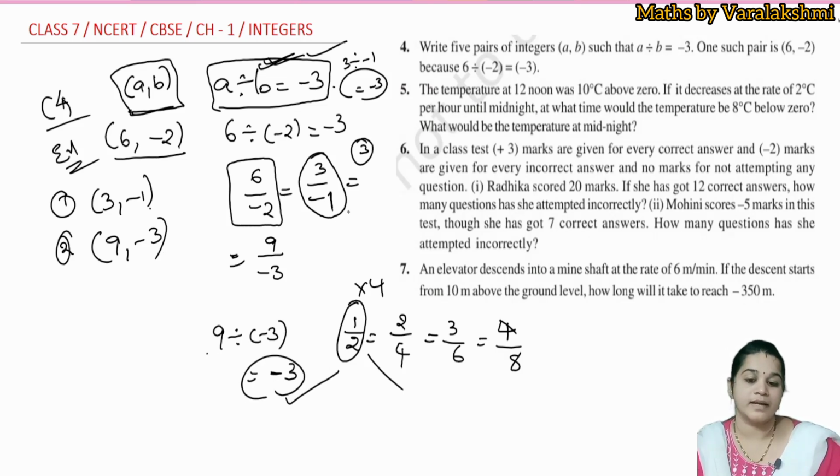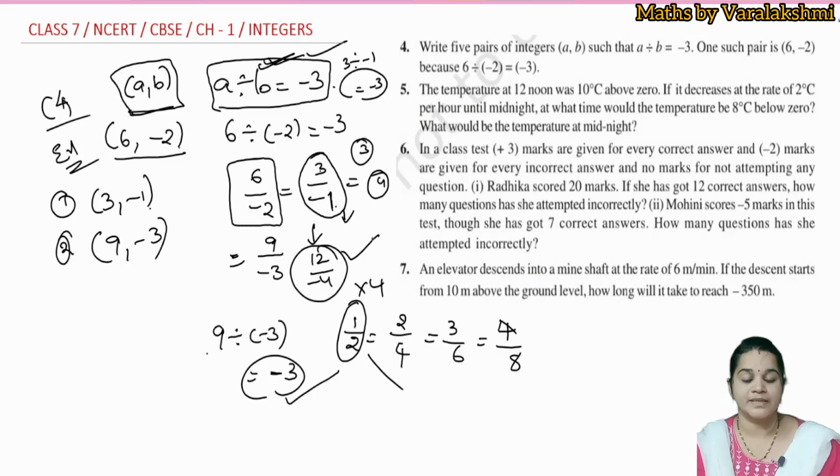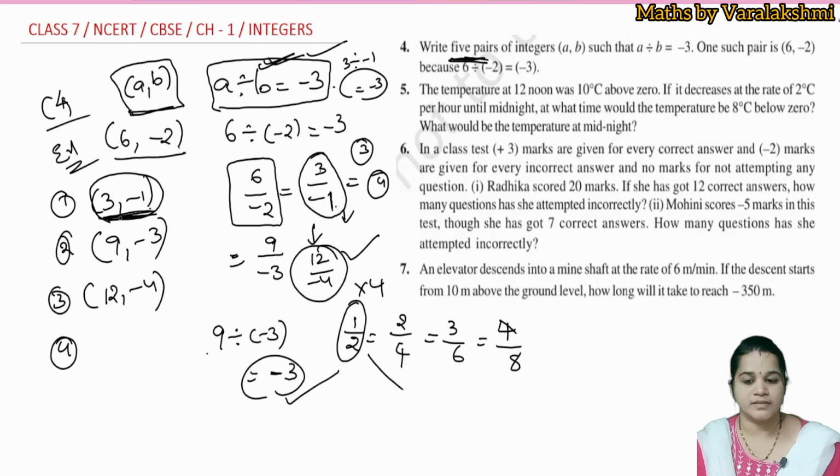Now we will write another equivalent fraction for this. For that, multiply the numerator and denominator by 4 now. It will be 3 4s are 12 by minus 1 into 4 is minus 4. So this will be another pair of integers, 12 comma minus 4. But we need to write 5 pairs of integers. So simply change the sign of the integers of this pair. So it is 3 comma minus 1, right? So we will write here minus 3 comma 1.